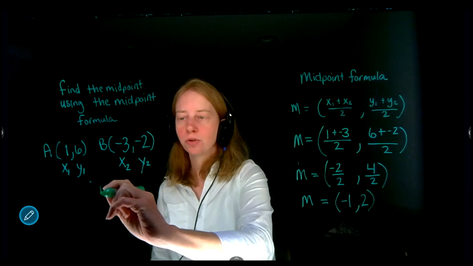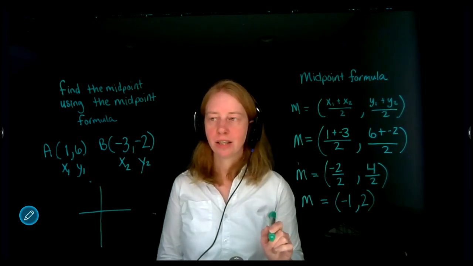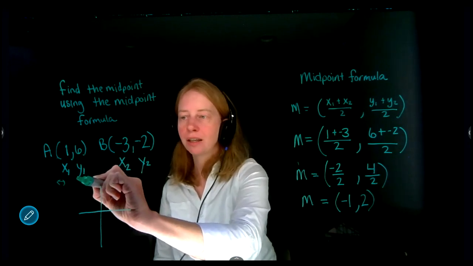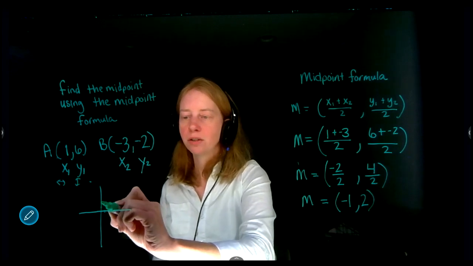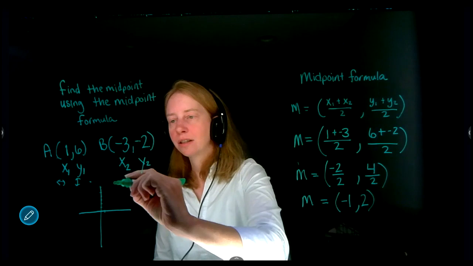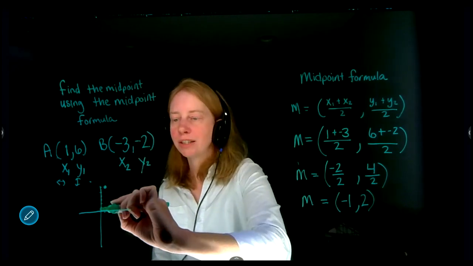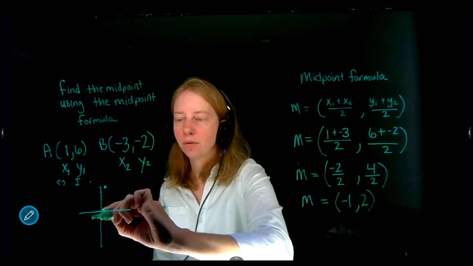If I were to draw a quick sketch, I always recommend this for checking your work. Okay, remember this goes this way, this goes this way. So we're going to double check. So 1, 2, 3, 4, 5, 6, just a rough sketch. And then our second point is -3, 1, 2, 3, -2 right over here.